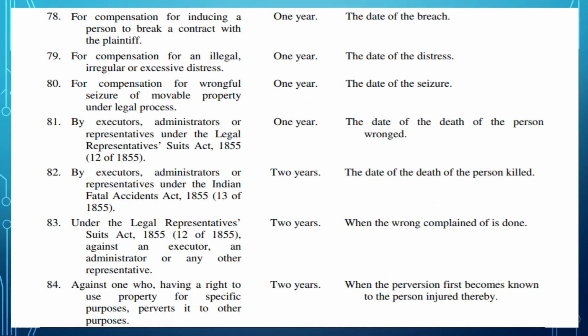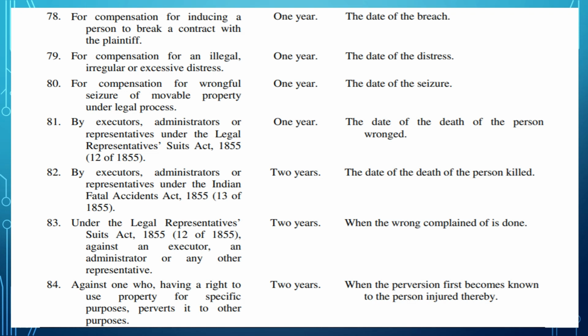And the next one is 78. If somebody is inducing a person to break a contract with the plaintiff, when that happens, the limitation period for filing a suit for compensation starts from the date of breach, and the period is 1 year. Next, compensation for an illegal, irregular or excessive distress can be claimed, and the case has to be filed within 1 year from the date of distress. And for wrongful seizure of movable property under legal process, from the date of seizure within 1 year, the case is to be filed for compensation.